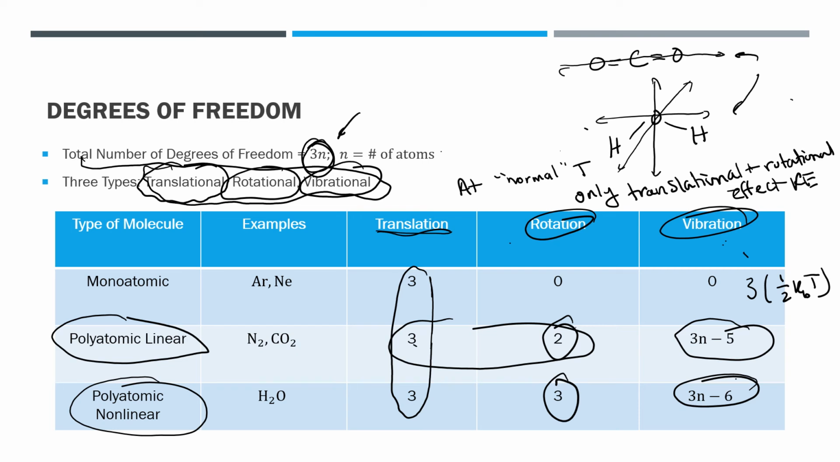So for polyatomic linear, we would have 5 times 1/2 kBT. Because remember, each degree of freedom contributes the same 1/2 kBT to the kinetic energy, and we have 5 total degrees of freedom. If we have polyatomic nonlinear, then we have 6 total degrees of freedom that matter in terms of being translational and rotational, so we have 6 times 1/2 kBT. And I'll explain why vibrational doesn't matter, quote unquote, at normal temperatures in the next slide. We're going to talk about the quantized nature of these degrees of freedom.